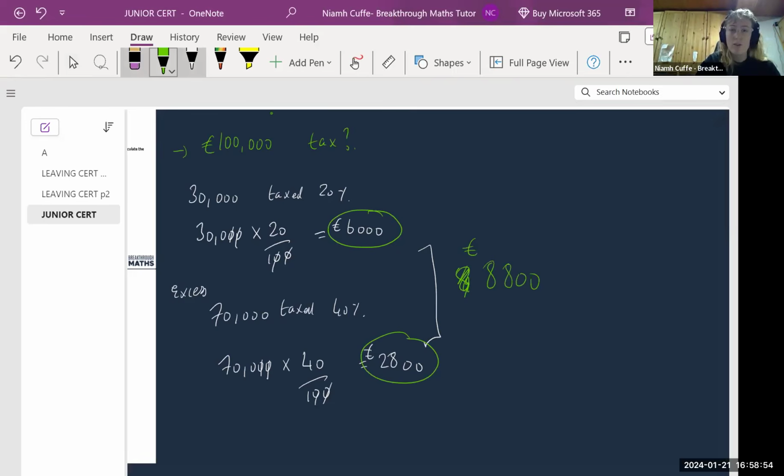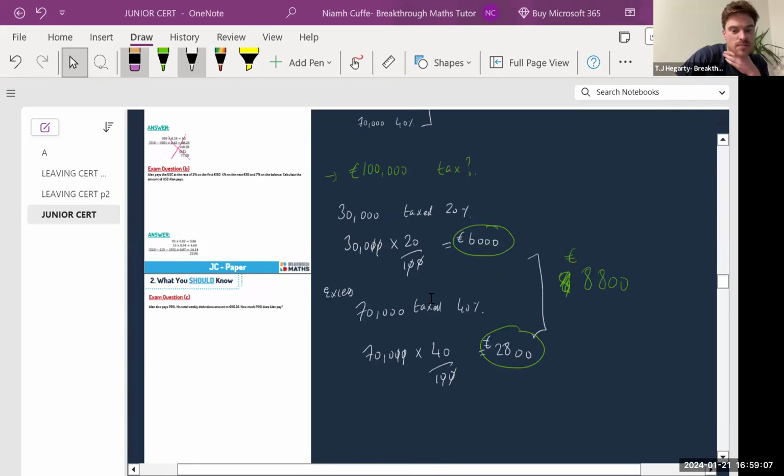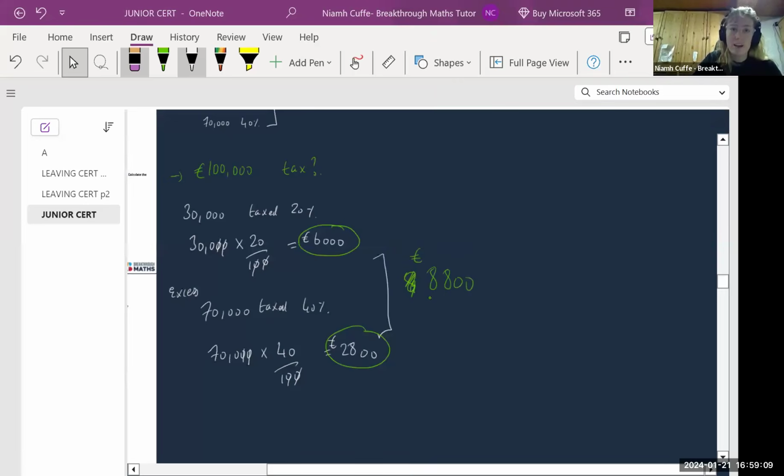Does that make sense, guys? This whole standard rate cutoff, does that make sense, what I've just said? Give me some yeses in the chat, or no's, as the case might be. Yeah, maybe yes. Okay. The total tax is adding both, yeah, 6 and 28. Exactly, adding both together. So we have 6,000 plus 2,800. Okay.